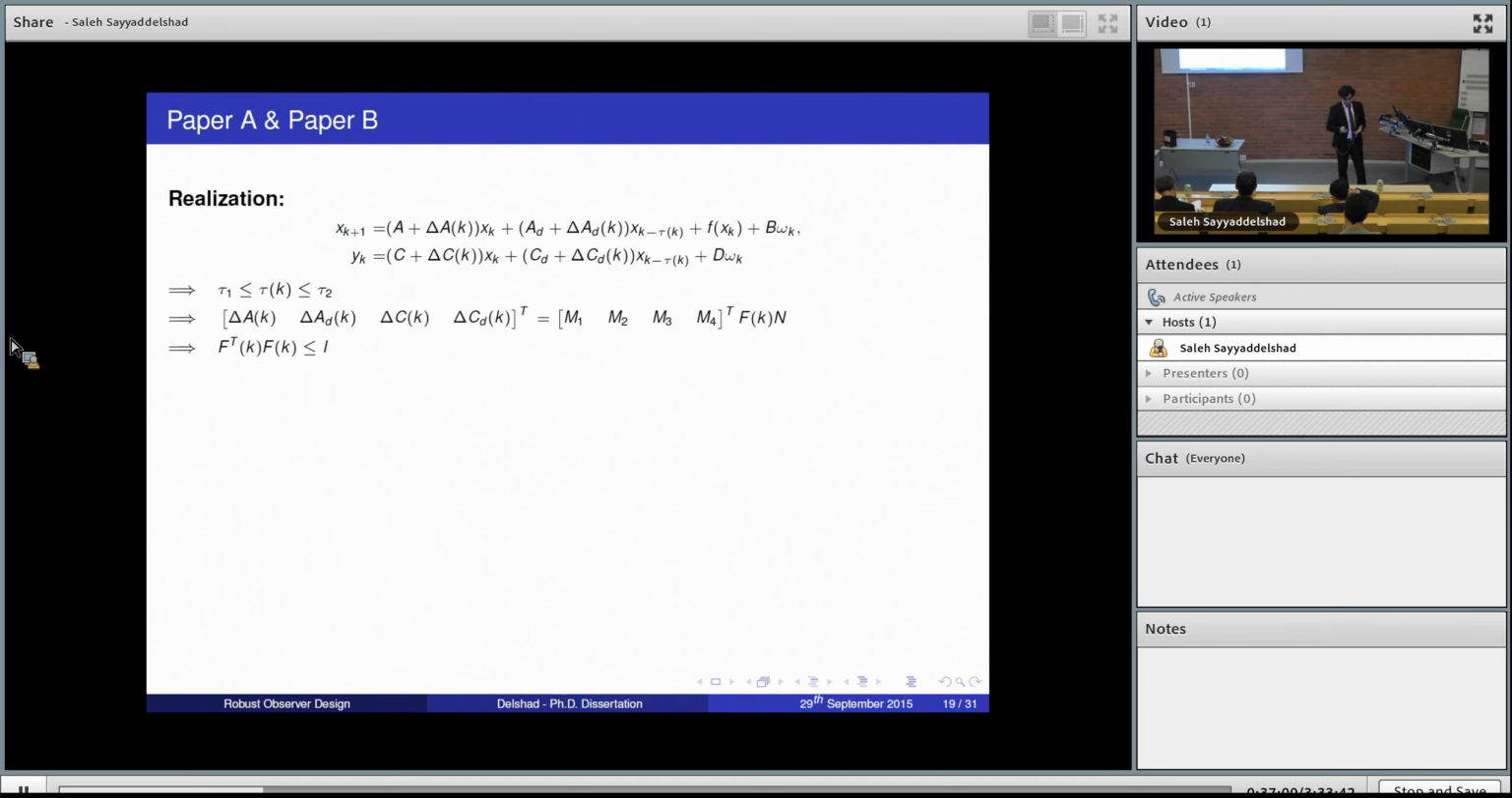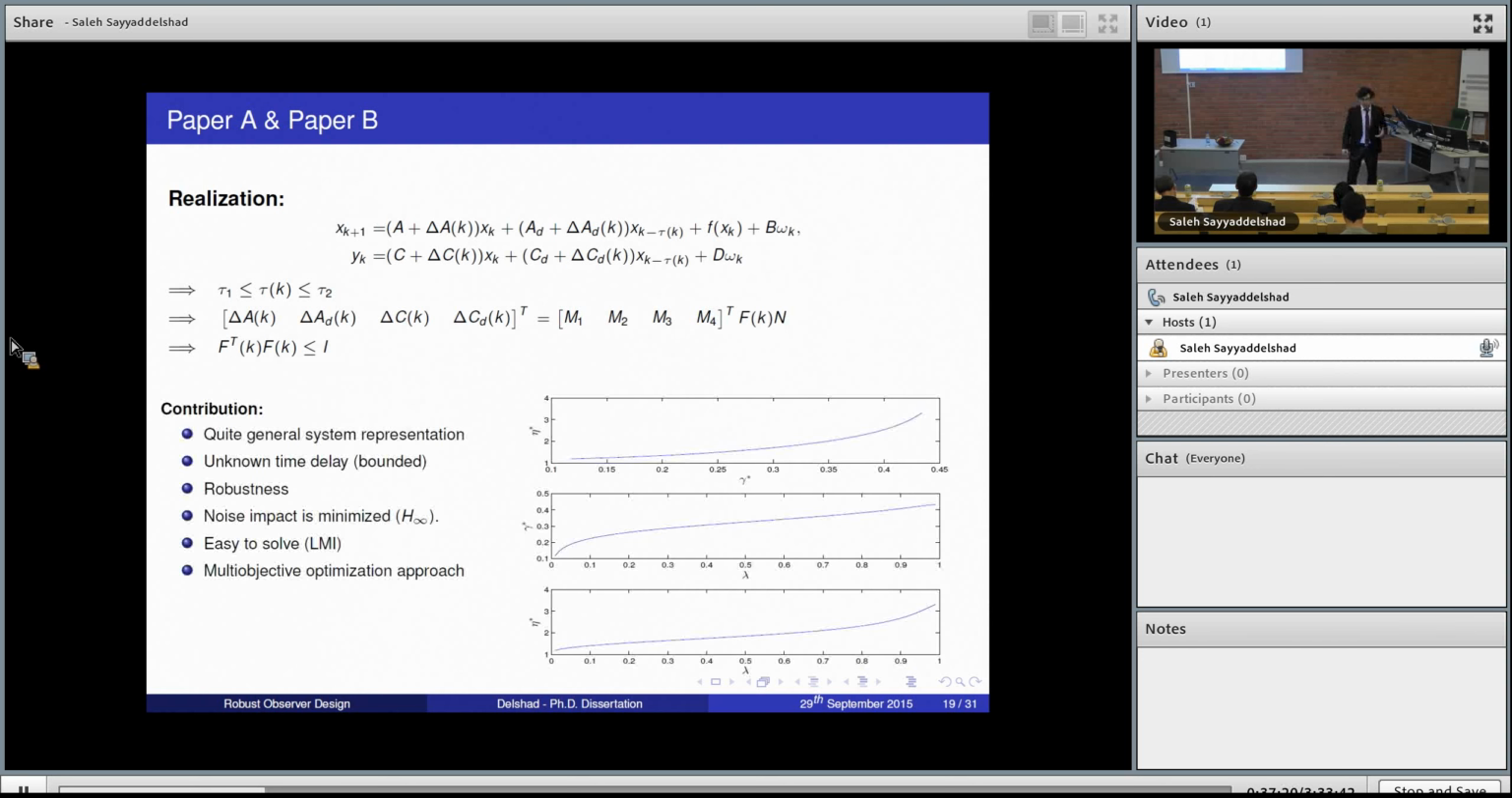And you see here the matrix decomposition, which fits with the previous example, if you ignore some delta C T. So, in those papers, we worked on this general system realization.